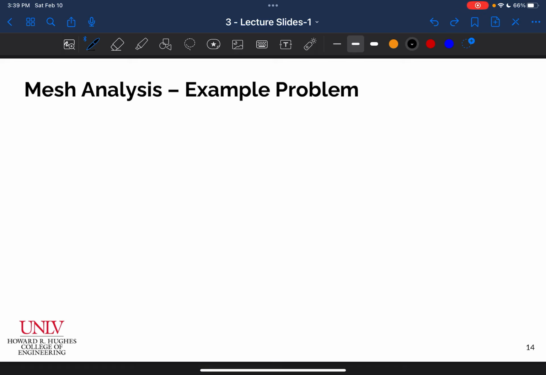All right, let's go ahead and get right into this mesh analysis example problem. I'm going to go ahead and draw my circuit here. Let's just say I've got, I don't need to put a voltage source there. I do that every time just because I'm so used to it. That's how most circuits are going to start out, with a source.